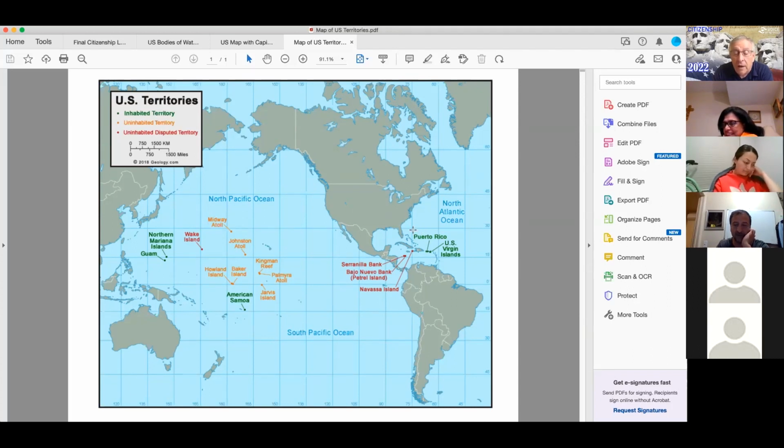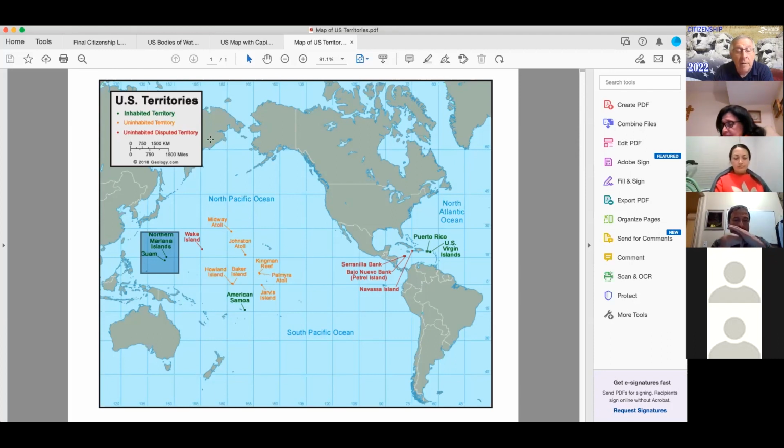And you can see where they are. This is Puerto Rico, which is near Cuba. We have the U.S. Virgin Islands, which is near that. We have a few, the red ones here, where no one lives. They're uninhabited territories. Then out in the Pacific Ocean, we have an area called American Samoa, the Samoan Islands. We have Wake Island, which no one lives on. Then we have two of them over here, the Northern Mariana Islands and Guam.